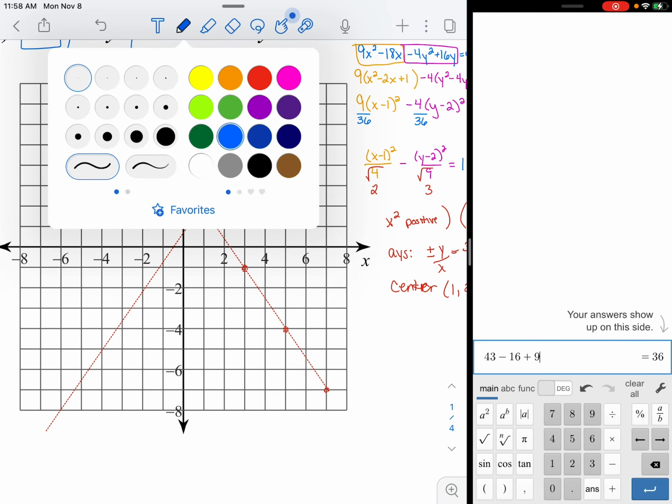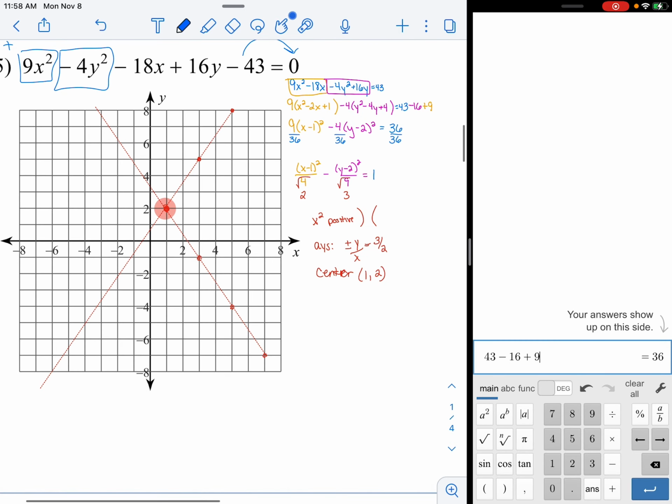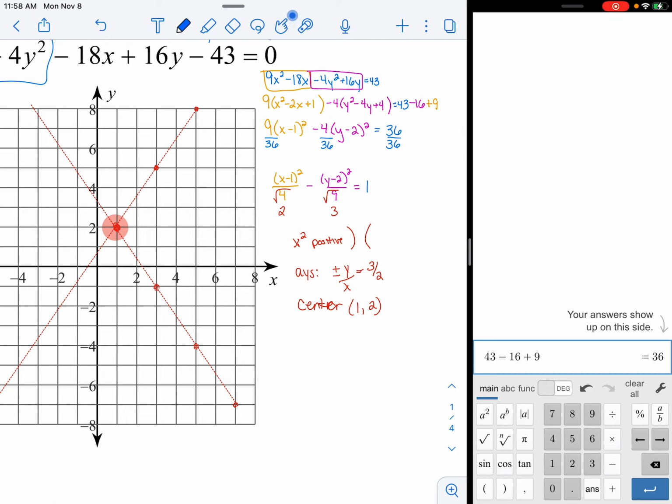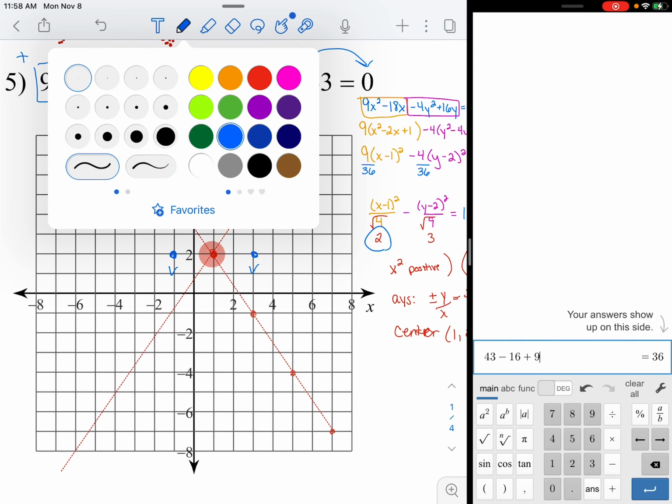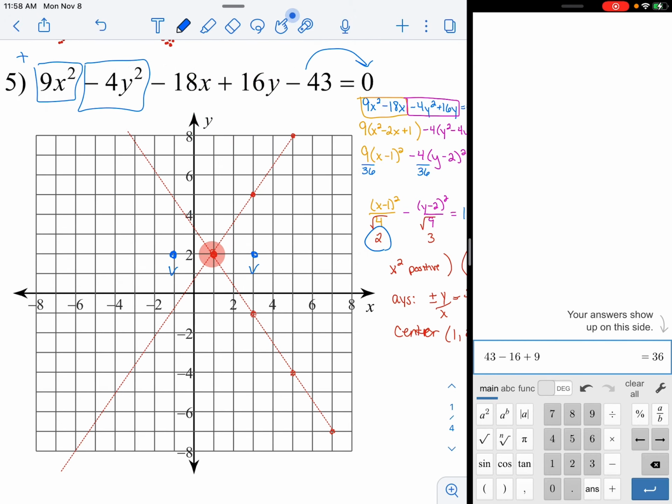Grab my blue solid line. Remember, this is a horizontal hyperbola because the x squared term was positive. So from your center, we're going to go 2 to the right and 2 to the left. 1, 2. Those are your vertices. I'm going to make the pen just a little bit bigger so I can graph them. Remember, it's going to approach your asymptotes but never touch them. It will get infinitely close to them, but it will never touch them.